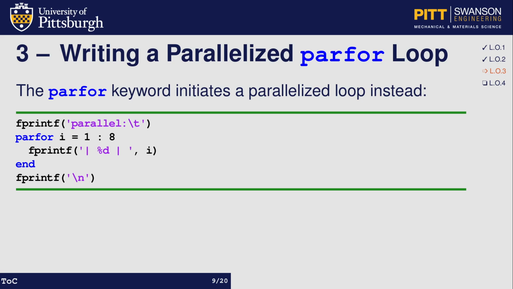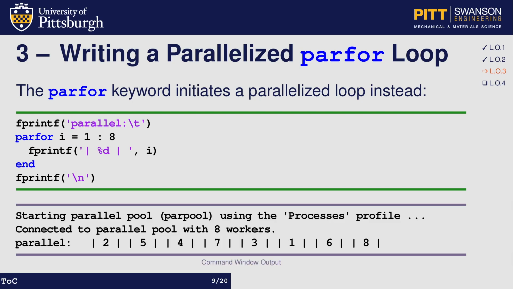Here we see all we do is change the for loop into a par_for loop with exactly the same code around it. This produces the following output where we see it starts up the parallel pool first, and then it has connected to one with 8 workers, and then we see the string output from 2, 5, 4, 7, 3, 1, 6, 8. That is different.